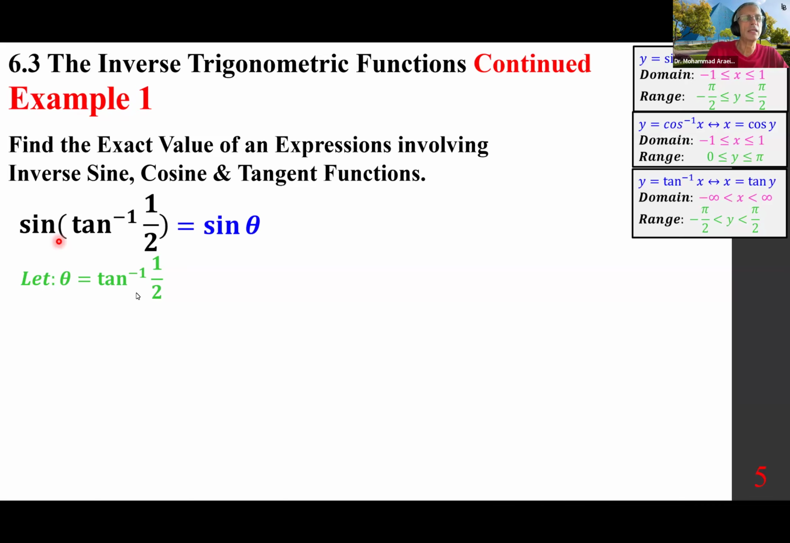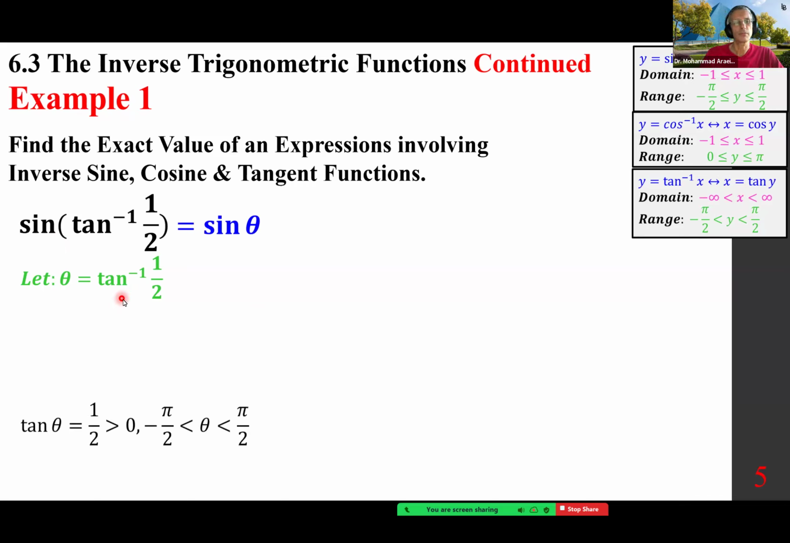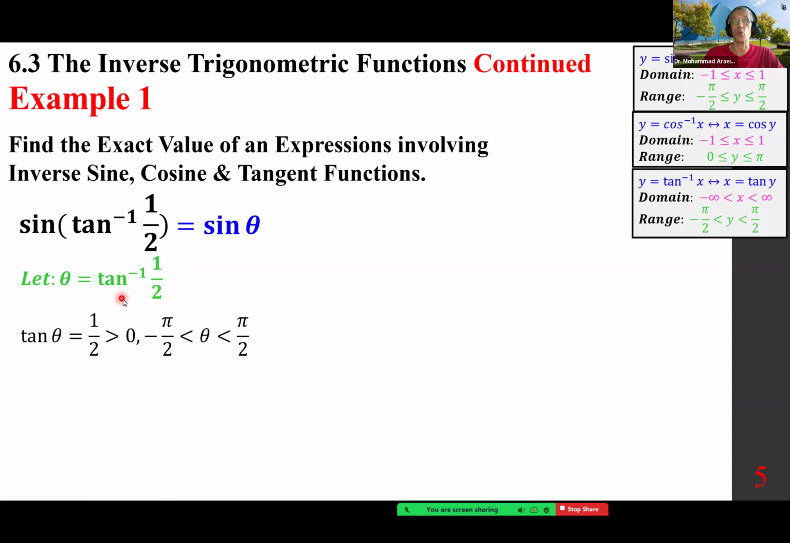Because we are dealing with tan inverse, of course, the restriction is similar to sine. It's between negative pi over 2 and pi over 2. That's the restriction for tangent. So tan of theta equals 1/2 by definition of an inverse. X equals tan y, that's what we get. And theta is between negative pi over 2 and pi over 2.